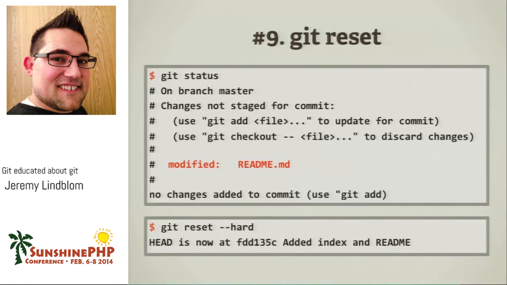if you look at the output of git status here, again, git status is our friend because it tells us what to do. It tells us to use git checkout dash dash and the file name to discard changes to just that file. So you can use that to discard changes to a single file, or git reset dash dash hard to revert all the changes.